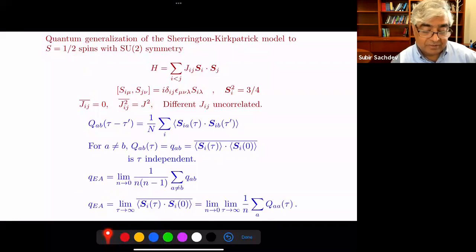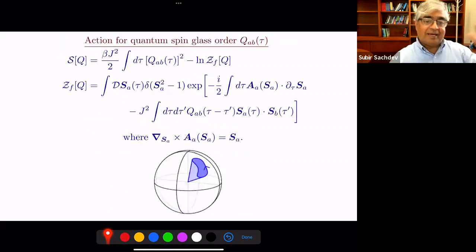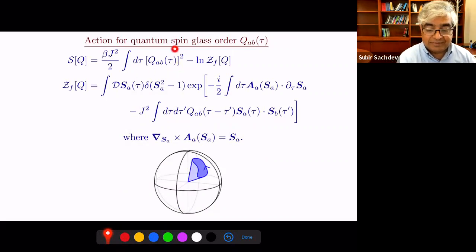And similarly, there are two different characterizations of the spin glass order parameter. All right, so what is the action here? Well, it's exactly the same thing. You have this q squared term, just as you had in all the three models I've talked about so far. And then you have a path integral of a single spin with a replica index, which has a self-interaction with Q_ab. That's also very, very similar to what we saw before.